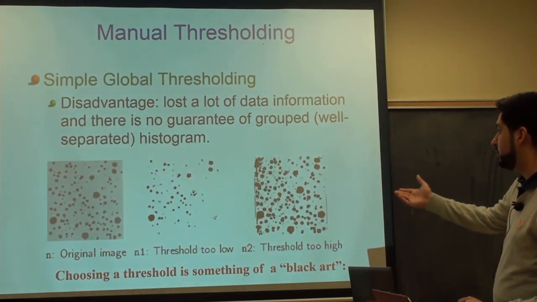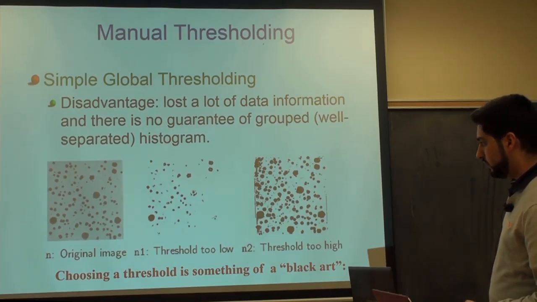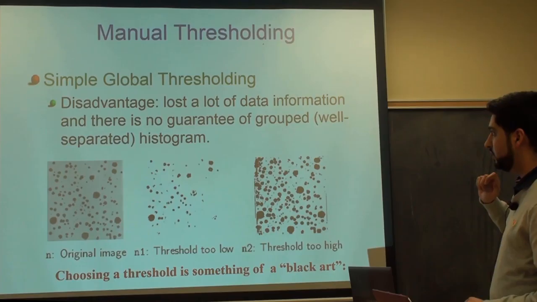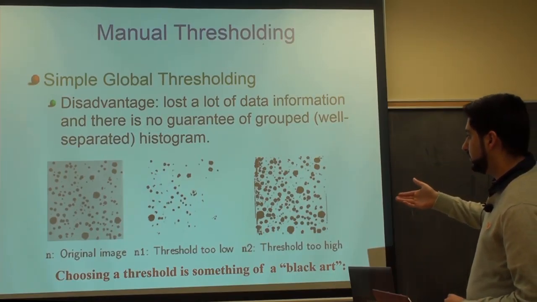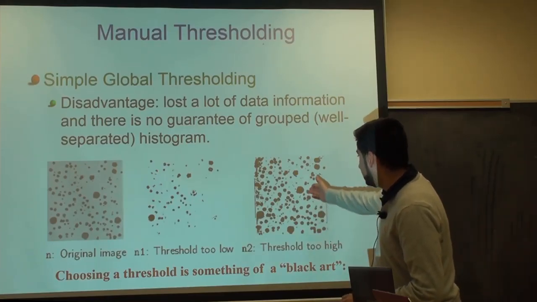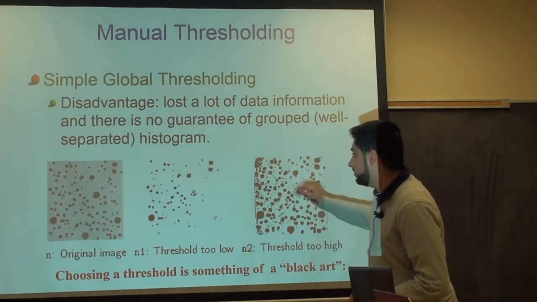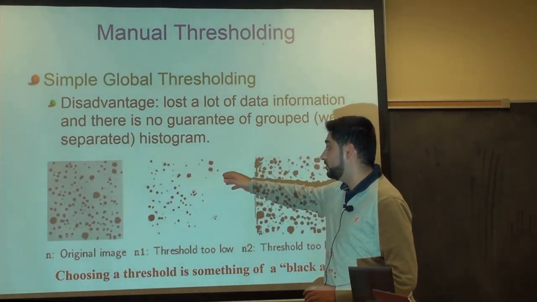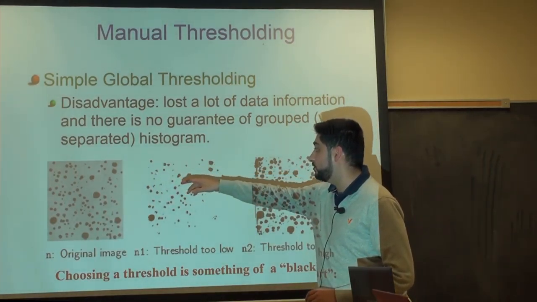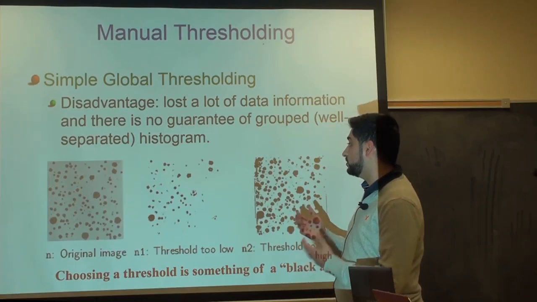And this is another example. I think this used to be in MATLAB, but it's not there anymore. So here you can see more clearly, if you choose a high threshold, you include a lot of background. If you choose a lower threshold, you include some of the stuff you're looking for, but you miss a lot of other stuff because it is close to the background.